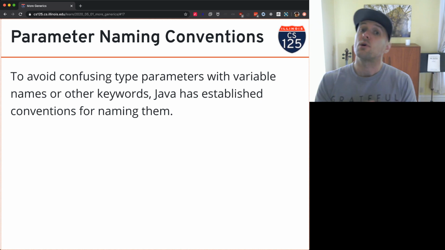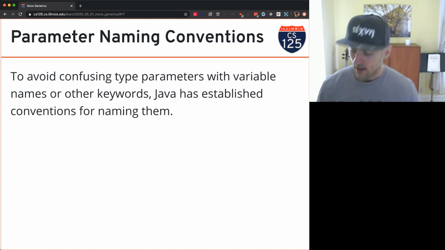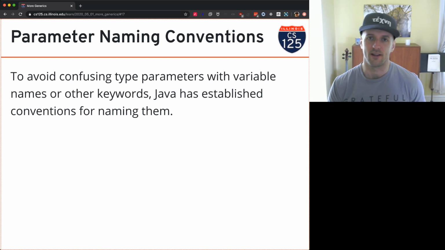All right, so I said before that there's some naming conventions when it comes to type parameters, right? And you'll see these when you look at JavaDoc and things like that, so it's kind of worth pointing this out.